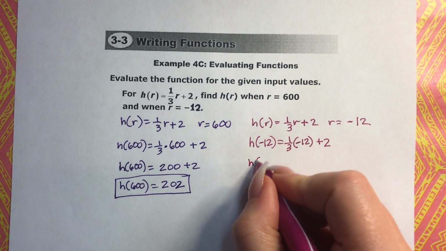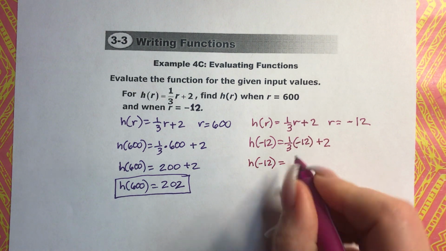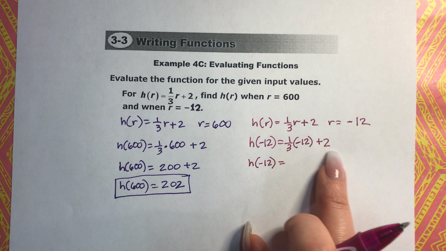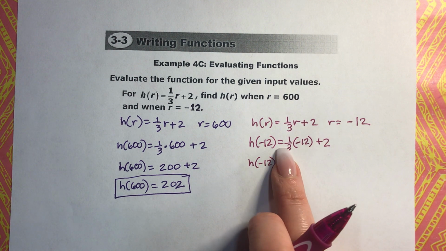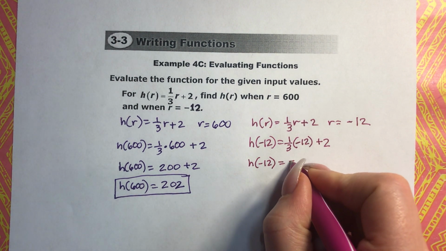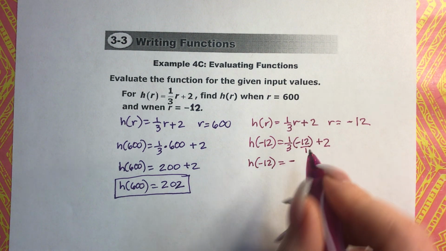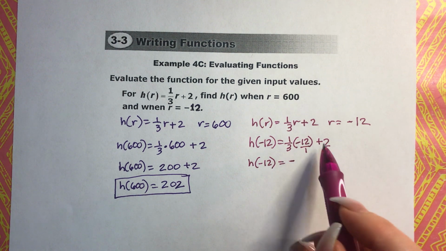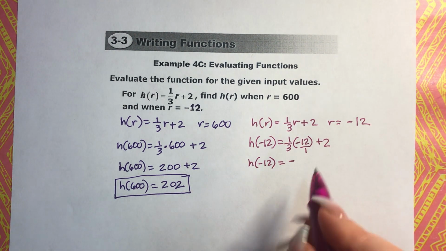And I'm going to rewrite this, and then just do the multiplication before we do the addition, right? Order of operations. So 1/3, well, we have a positive times a negative, which is going to be a negative. And if I make 12 into a fraction, 12 over 1, and I'm multiplying fractions, I look to cross cancel. There's a common factor of 3.